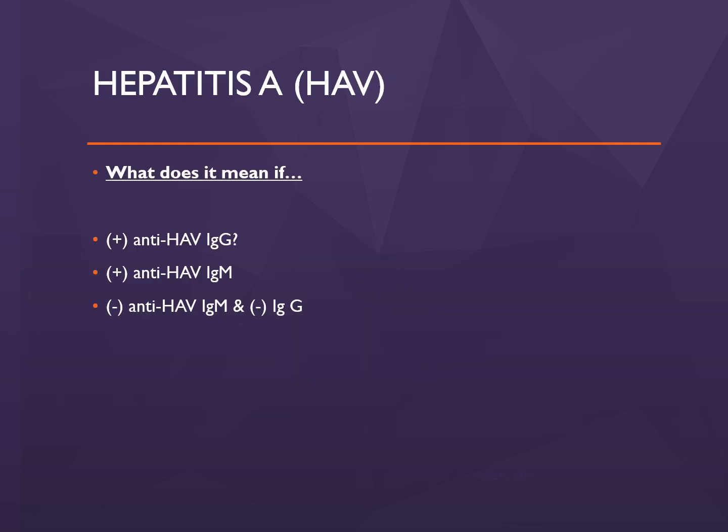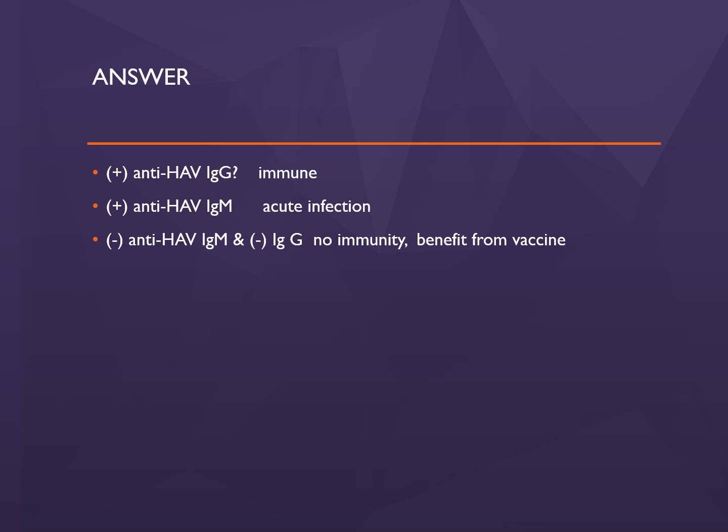So let's do a knowledge check. What does it mean if you would see these lab results? If you think about it, if it's an IgG, that means they are immune. Acute infection is IgM, and then no immunity, no benefit for the vaccine, right? That's your antibody HAV IgM and the IgG.